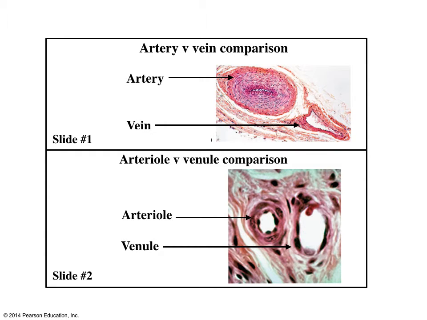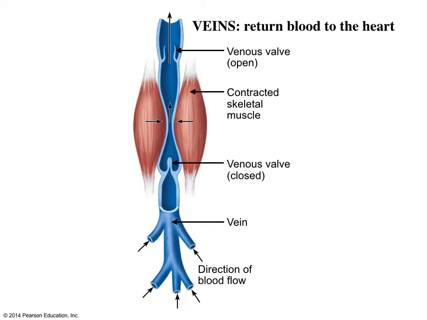Arteries versus vein comparison, slide 1. Arteries have much thicker walls than do veins, and typically a smaller lumen than veins. The same holds true for arterioles and venules, essentially smaller arteries and smaller veins, respectively. The arterioles have a thicker wall and smaller lumen; venules have a thinner wall and larger lumen. Veins return blood to the heart and, especially in the lower extremities, have various valves to prevent blood from backing down from where it came.